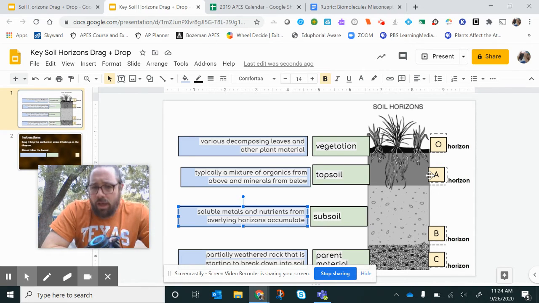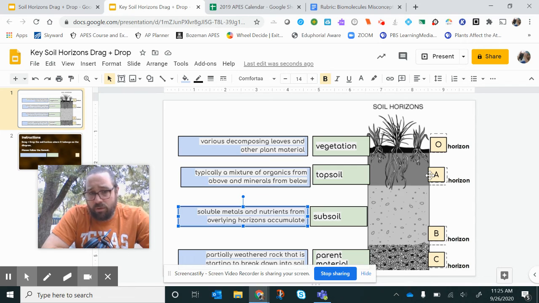So this is the key. Check it out and put this in your heart. It's going to be on the quiz. It's going to be on the test. It's going to be on the AP test in May. And let's talk about soil. It's a very, very important thing to know about.